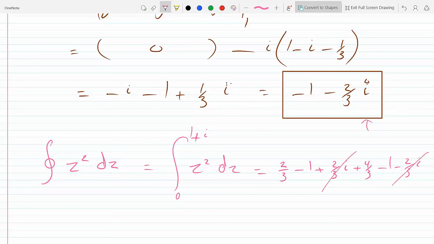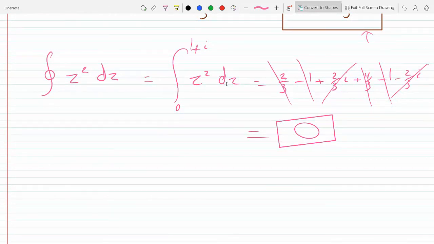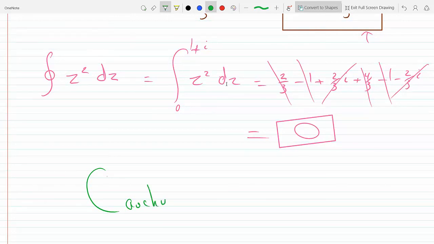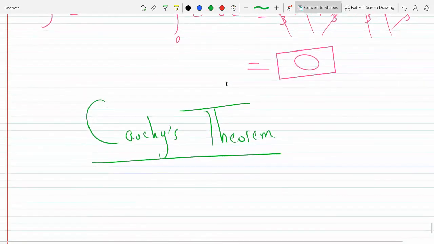So let's see, those imaginary parts go away. Minus 1 and minus 1 is minus 2. 2/3 minus 2 is what? It's minus 4/3, right? So these cross out. And indeed, the answer is 0, as expected. That's from Cauchy's theorem. Since the function is analytic, the integral had to be 0.